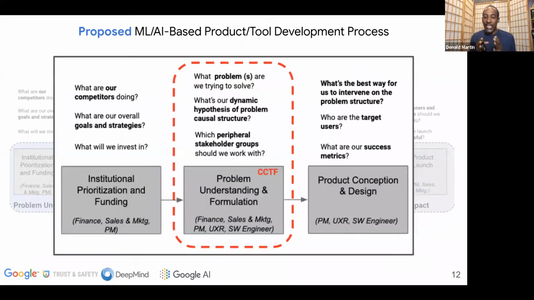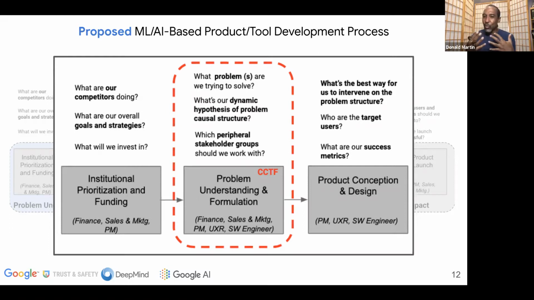The idea is that we will end up with this new subprocess inserted in between institutional prioritization and funding and product conception and design. That's all about problem understanding and formulation. The problems usually arise when you're talking about prioritization and funding. The next step is to really deeply understand the problems. When we insert this, you'll start to ask different questions. You'll start to ask not what problem are we trying to solve, but what problems are we trying to solve, and what's the problem domain?